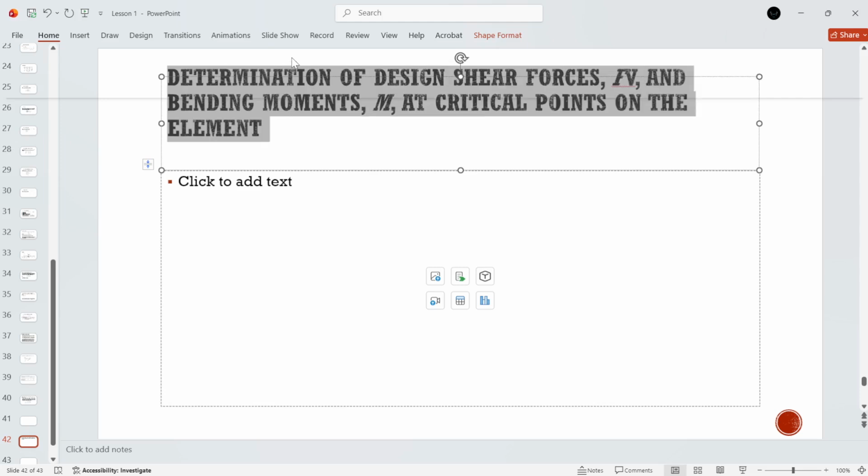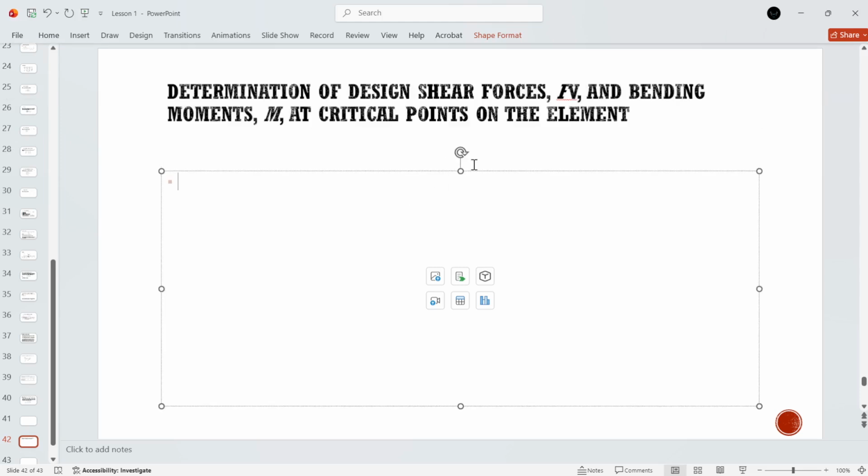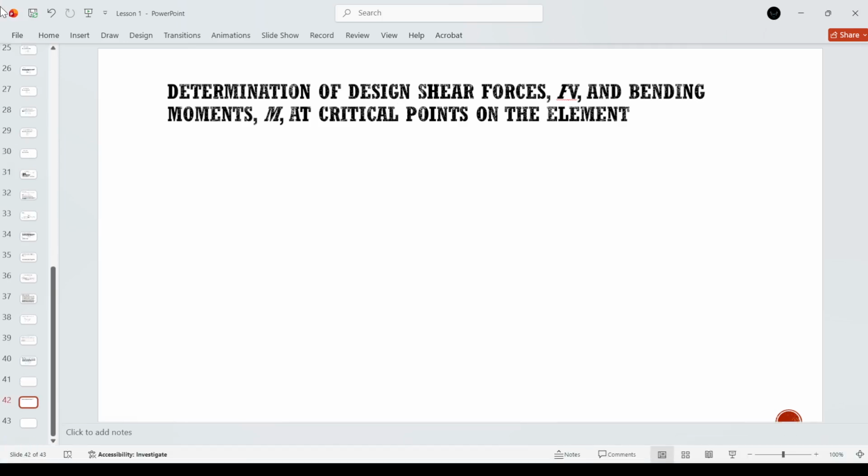The determination of design shear force FV and bending moment at critical points of the element. So, we want to look at three kinds of beams. We're going to analyze a simply supported beam. The first one is a simply supported beam with a point load.